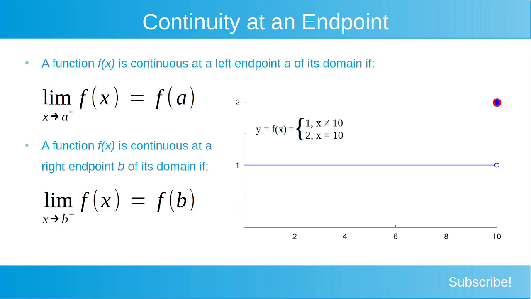But our function value at x is equal to 10 is equal to 2. f of 10 is equal to 2. So at our right endpoint, where x is equal to 10, our one-sided limit at that point does not equal our function value at that point. So this function is not continuous at its right endpoint, x is equal to 10.